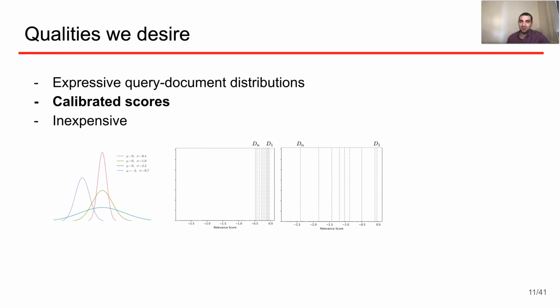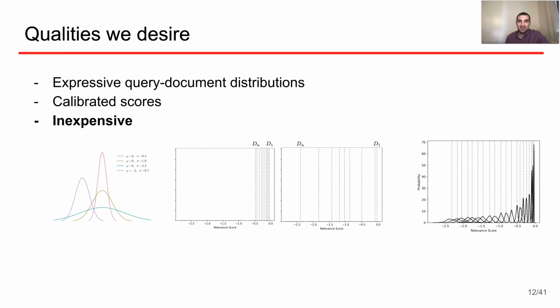Second is that we should have improved calibration. That is, the relative relation between scores of each document should tie into their relative relevance with each other and the query. Lastly, it should be inexpensive. It doesn't make sense to only look at a single document. We're interested in how relevance changes and how confident the model is for the query, which requires processing all the documents we planned on re-ranking.